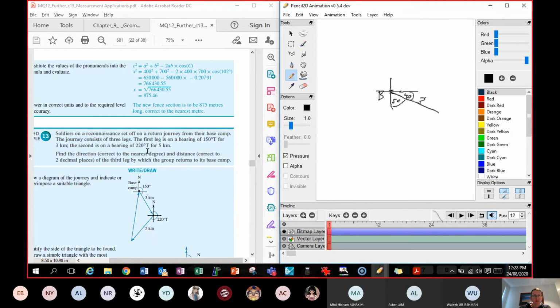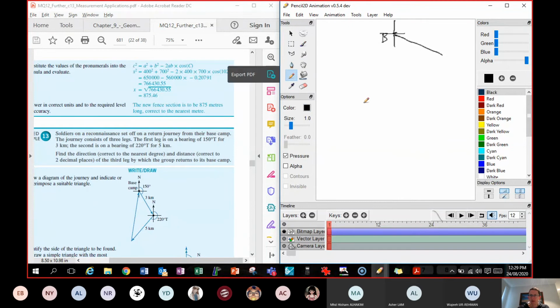The second is on a bearing of 220 degrees true. So we've got to stop. Wouldn't it be 60? Or 40? Did I stuff that up? What are we doing? 150 minus 90 would be 60. Thank you. Yes, it would be 60. Thank you very much. Nearly made a big mistake there. Use my eraser. Hopefully you guys have got one. You will need it. Thank you. It would be 60.